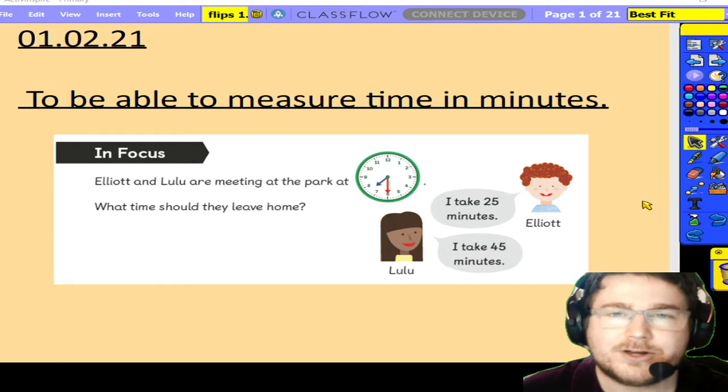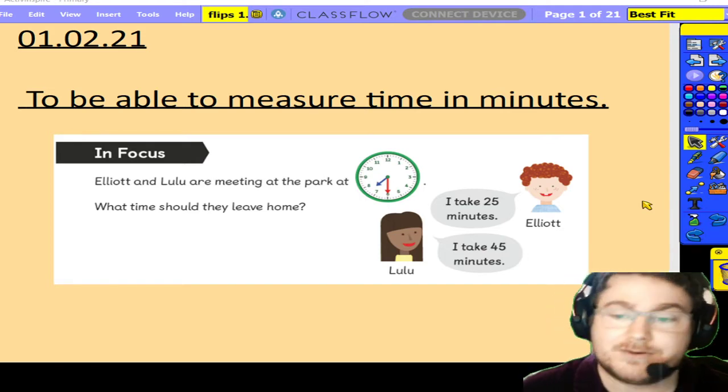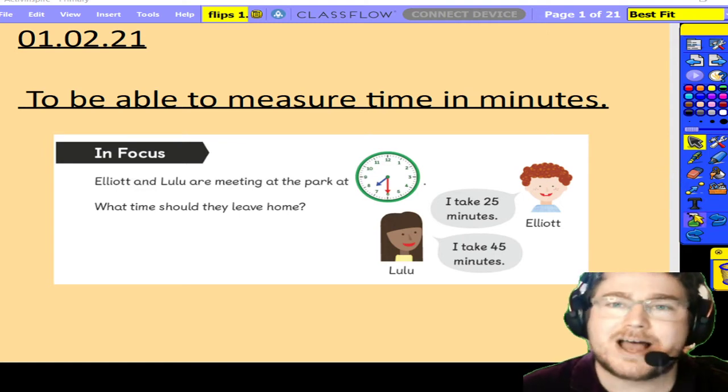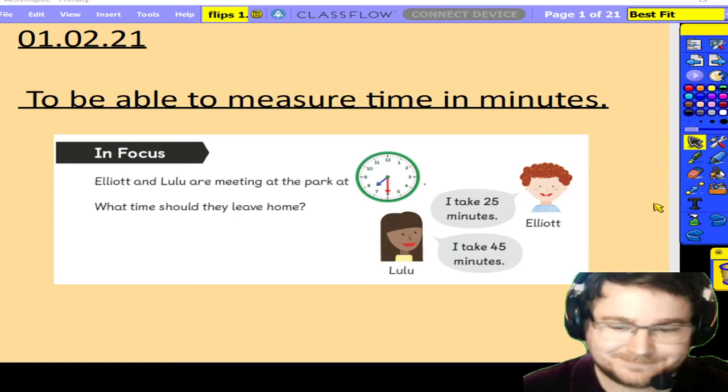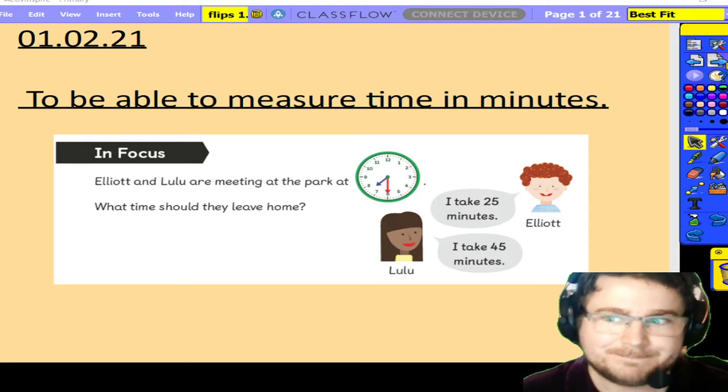Have a think about how you're going to work this out. Are you going to use a number line? Are you going to use a clock? Another method? So pause now and have a go. Welcome back. Let's have a look, shall we?